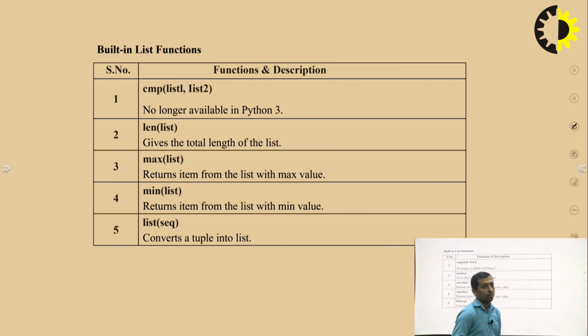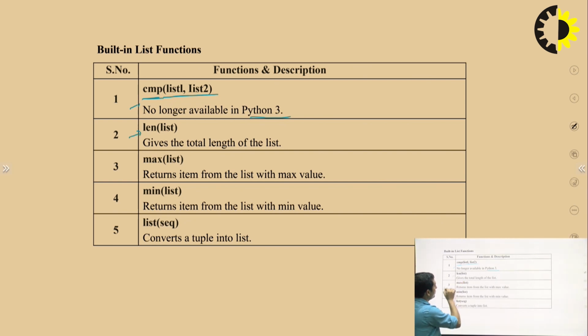Among the built-in list functions is compare, cmp, but this is no longer available in Python 3. We are currently using Python 3 mostly, and we are discussing this only for compatibility. If you want to compare two lists, list 1 and list 2, you would use the cmp function, but it is not available in Python 3, so you need not focus a lot here.